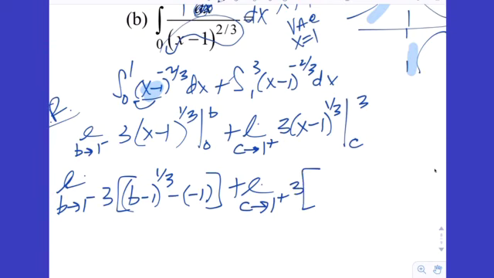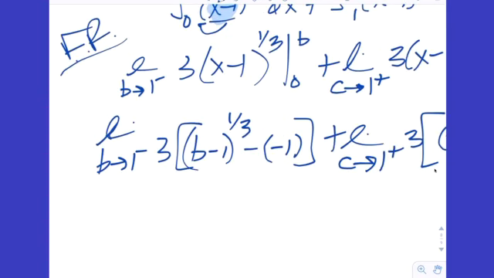3 integral. Plug in the top. 3 minus 1 is 2. So I get 2 to the 1/3 minus C minus 1 to the 1/3. And now we'll evaluate each limit. If those were negative exponents again, we would have infinities, and we would have to know if it's plus infinity or minus infinity. But they're positive exponents.